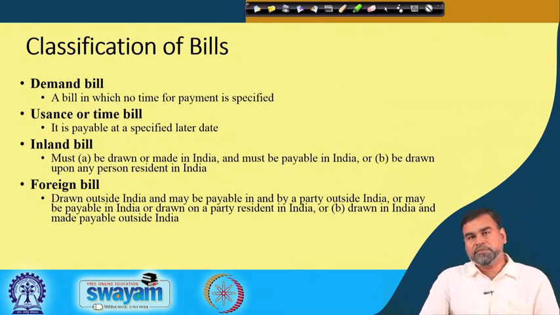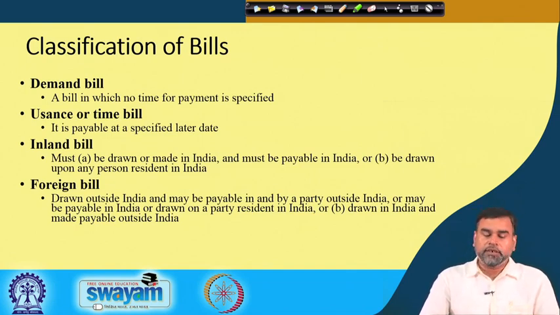Then we have another classification: the inland bill and the foreign bill. Whenever we talk about the inland bill, it is mostly drawn or made in India and must be payable in India, number 1. Number 2, it can be drawn upon any person resident in India.